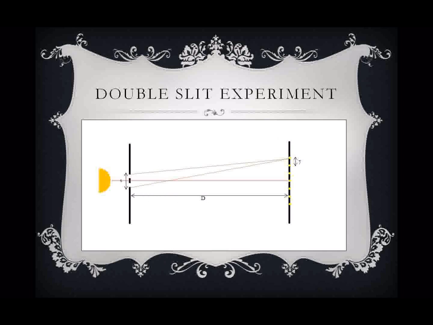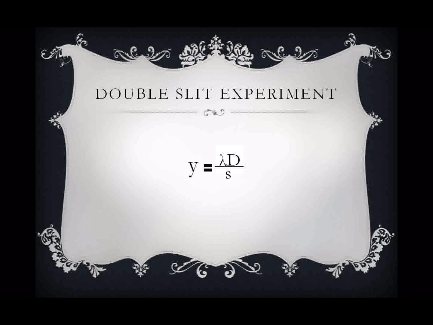Now let's define some distances so that we can write an equation to describe our system. If we call the slit separation S, the distance between the screen with the slits in and the viewing screen D, the distance between the bright spots or dark spots Y, and the wavelength of the light lambda, we find the equation to describe our two-slit system is Y equals lambda D on S.